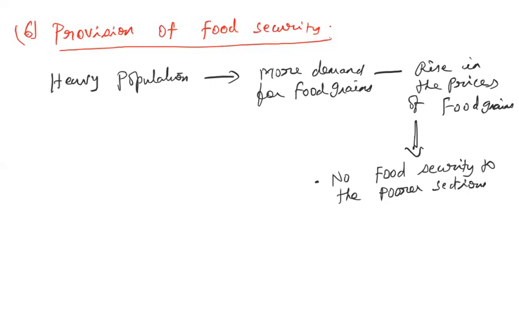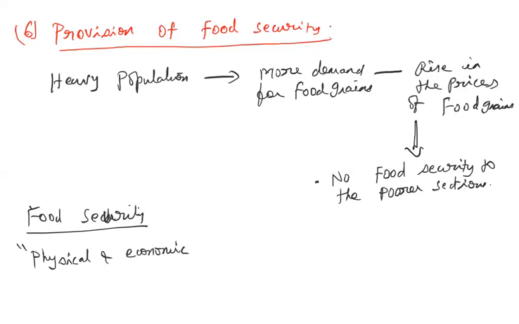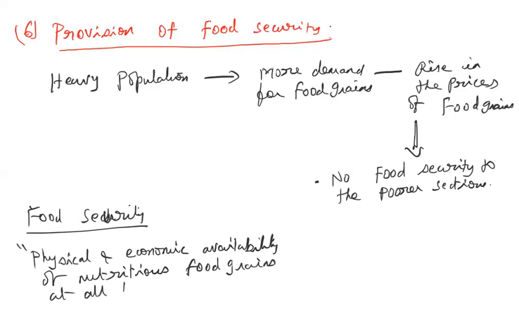Now, what is the meaning of food security? Food security means physical and economic availability of nutritious food grains at all times throughout the life to a person or his family. That is the meaning of food security.